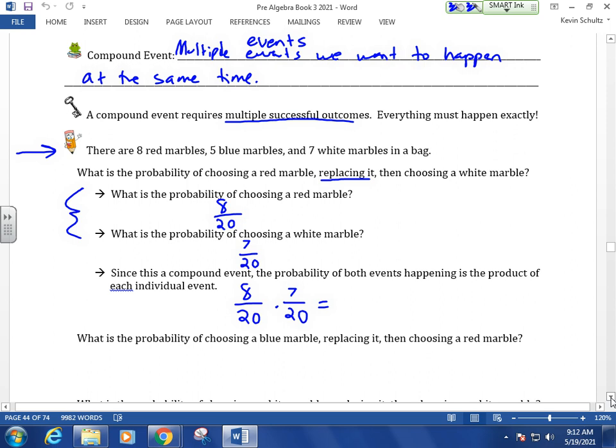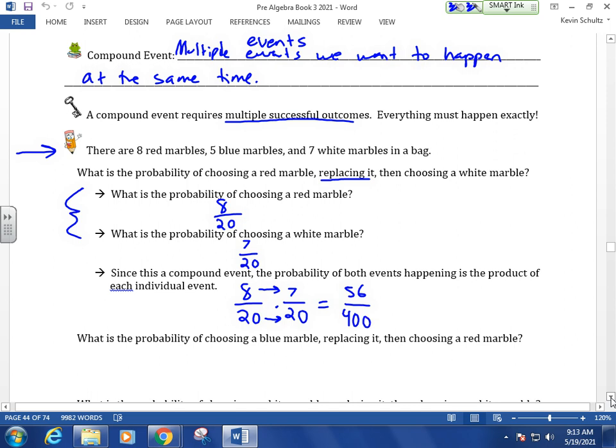We take the probability of a red and the probability of a white, and we multiply them together because we want them both to happen. So multiplying fractions, a little bit of review here. How do you multiply fractions? Some of you taking some mixed review retakes probably came across this. You multiply straight across. 8 times 7 is 56. 20 times 20 is 400.